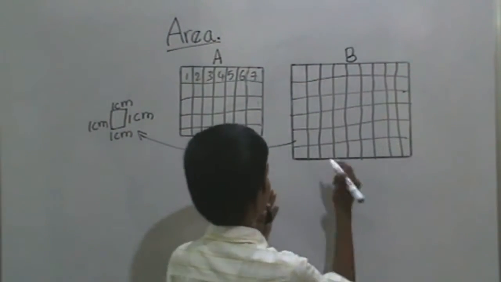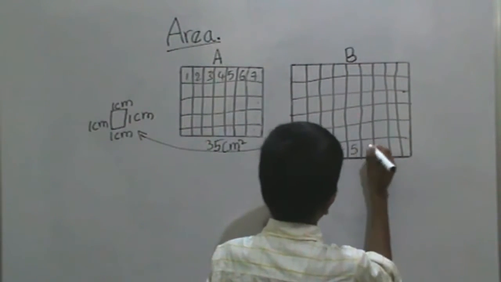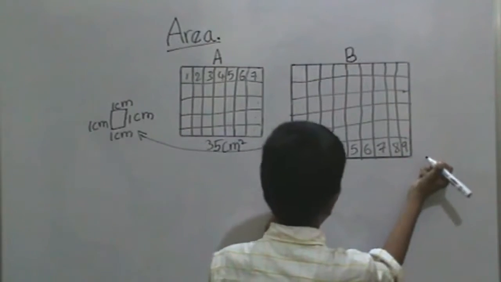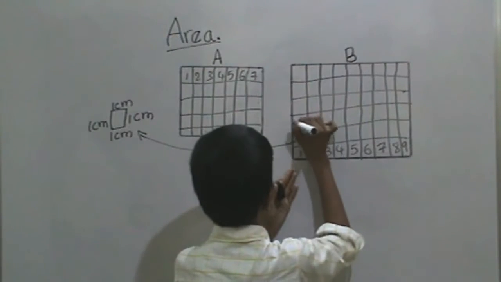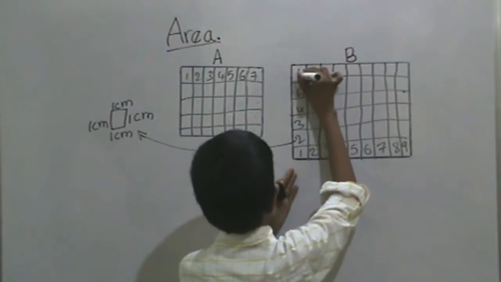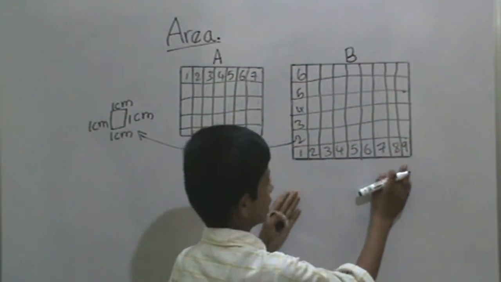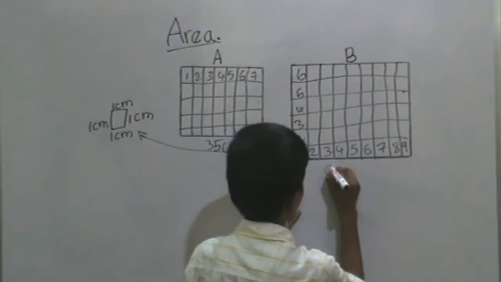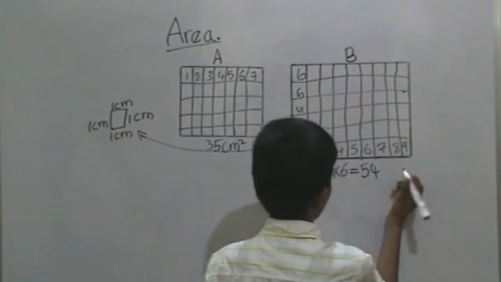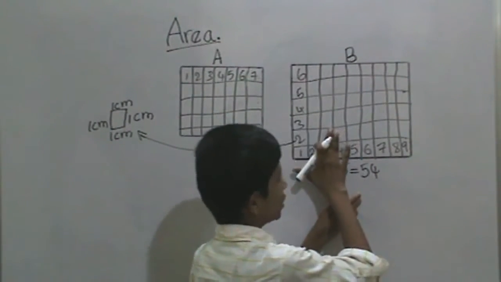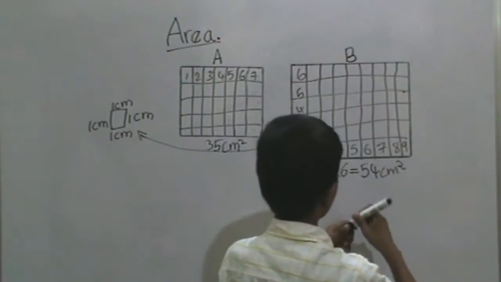For rectangle B, 1, 2, 3, 4, 5, 6, 7, 8, 9. And vertically 1, 2, 3, 4, 5, 6. If you take 6 times 9, that means the area of this rectangle B is 54 centimeters squared.